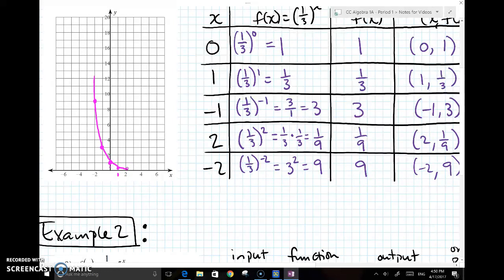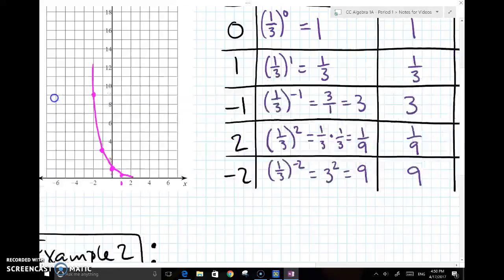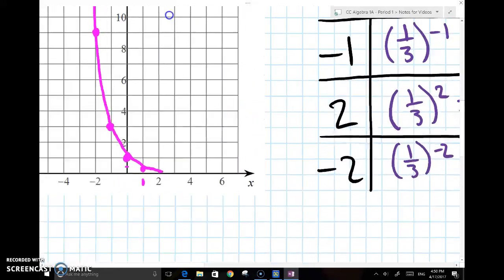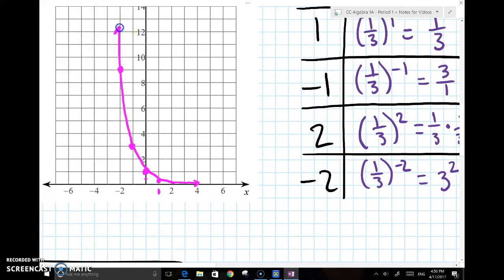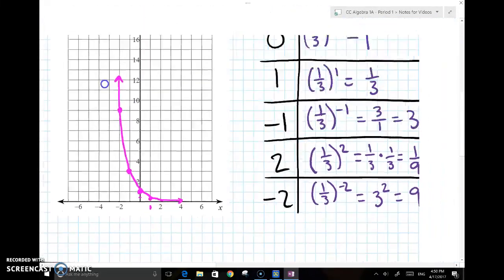Okay, now as you can see, it gets real close to that x-axis. Like I said, you'll never actually touch it. So if I were to zoom in, I can continue and get even closer. Now I'll put an arrow and stop right there. I'll put an arrow here and stop right there as well. This would be the graph of your exponential function.